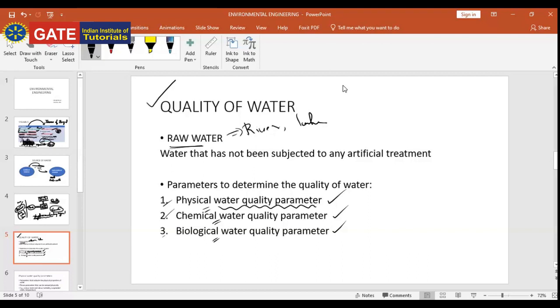Now, what about chemical parameters? Those are parameters involving chemical reactions, which we cannot see with our naked eye, but which are happening chemically inside the water. They can be called chemical water quality parameters. The last one is the biological water quality parameter, which means there are living things in the water. If those living things are polluting the water, we call it biologically polluted. That parameter comes under the biological water quality parameter. Now, coming to physical water quality parameters, what are the important ones?